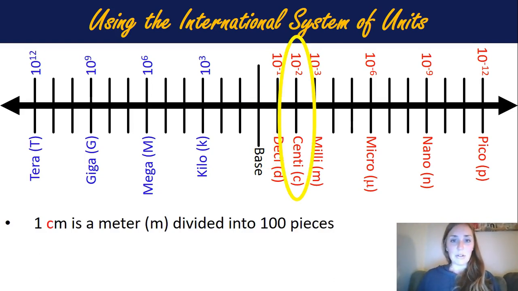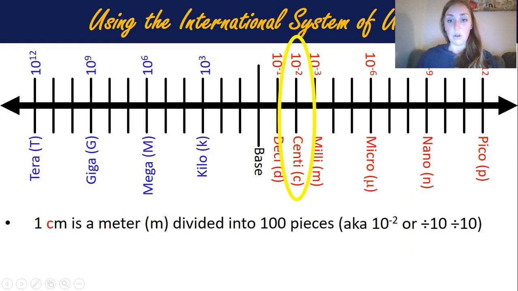So a centimeter. If I were adding this prefix, centi, to meter, centi means 10 to the negative 2, or divided by 10 divided by 10, which is also divided by 100. That's why a centimeter is 1/100th of a meter. Because if I took a meter and divided it by 10, I would have 10 pieces, and if I divided each of those by 10, I would have 100 pieces. So centi means I took my base unit, it could be a centigram, and divided it into 100 pieces.